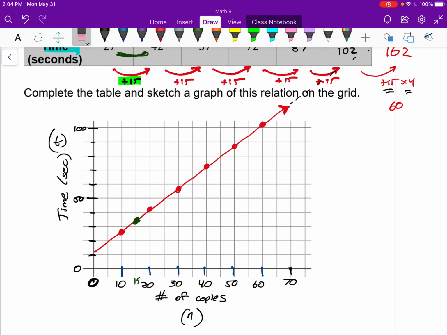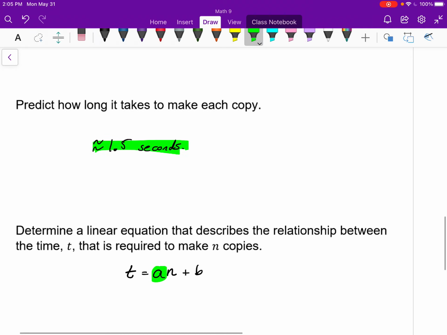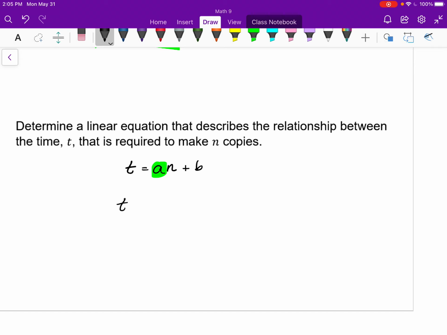Well, think back to an earlier lesson that in general, if something is a linear relationship, and this is definitely a linear relationship, you can always write the equation in this form: y equals ax plus b. Well, a few things. Instead of on my y-axis, I have time. On my x-axis, I have number of copies, so I'll change it to an n. A is the average change. In this case, it's 1.5 seconds, 1.5 seconds on average for each copy. So I now know it's going to be t equals 1.5 times n plus, what was that b? B was the starting amount, or the fixed amount, or the initial amount.